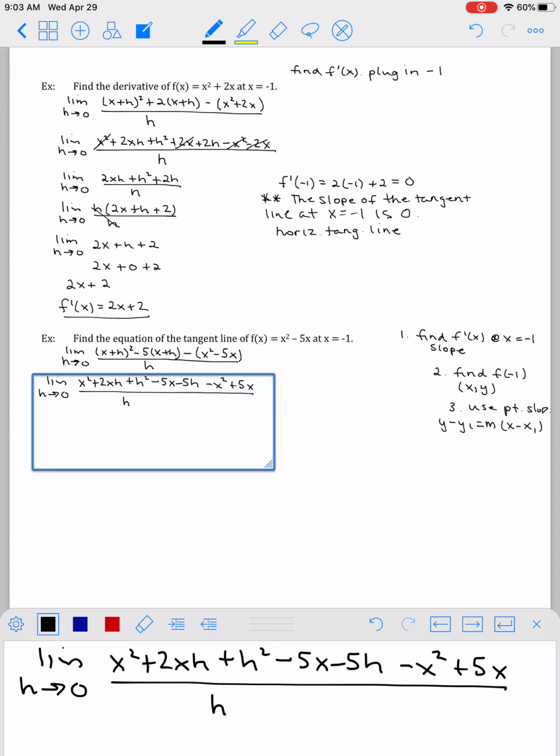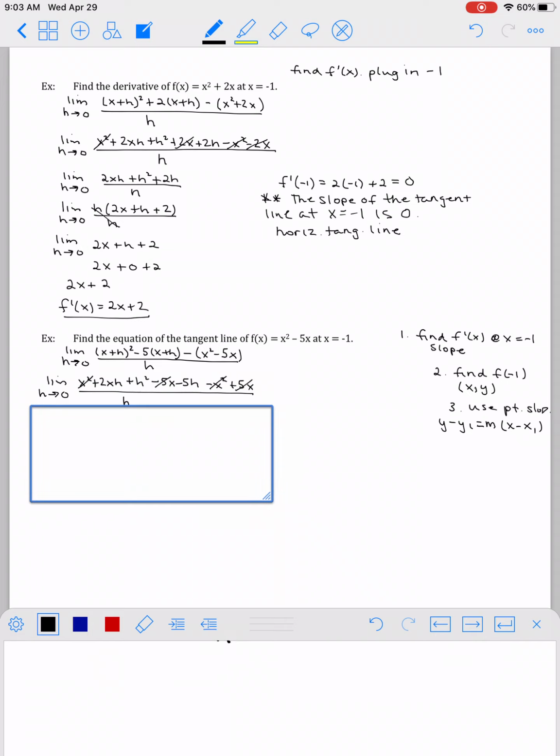And now we look to cancel. Your terms with only x's should be what cancels each time, just kind of a benchmark to know that you're doing it correctly. We'll see if I can shave a step here because these do take a long time. Notice what's left. I can pull an h out of everything. So that's going to give me 2x plus h minus 5 all over h. Those are going to cancel.